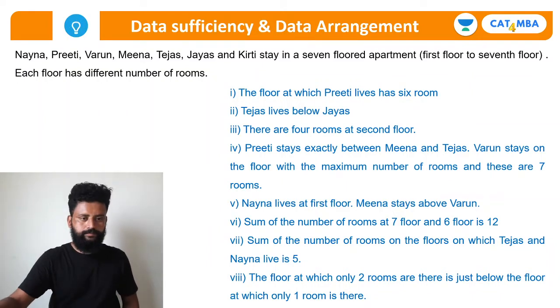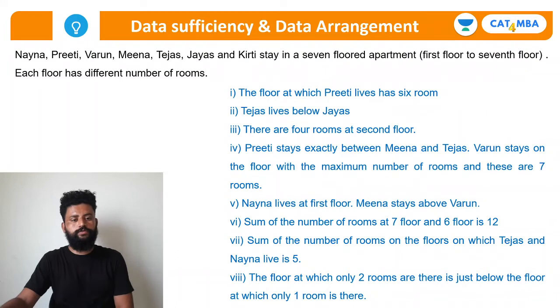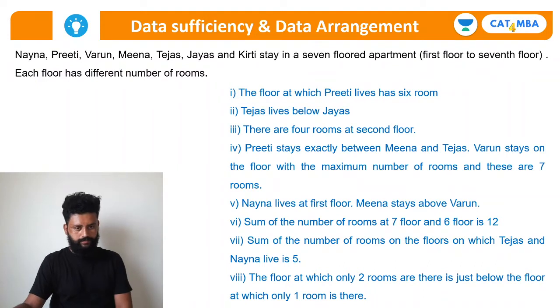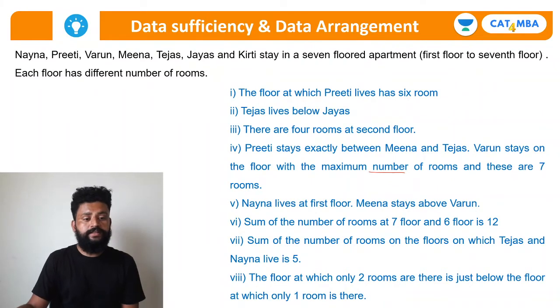Okay, so the floor at which Preeti lives has 6 rooms. Tejas lives below Jazz. There are 4 rooms on the second floor. Preeti stays exactly between Meena and Tejas. Varun stays on the floor with the maximum number of rooms, and these are 7 rooms.